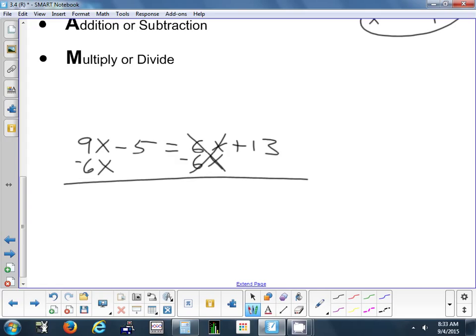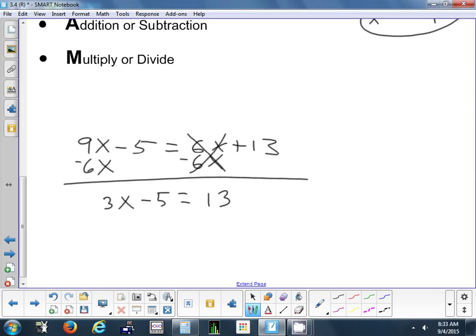Justin, what's 9x take away 6x? 3x. Good, 3x. Just going to still bring down the -5. And I'm going to bring down the 13. Okay. Now, this is just like a problem from yesterday. Michaela, what's my next step after I move all the letters to one side? Go ahead, look at your notes. What, you're going to what? Yeah, we're going to add or subtract.